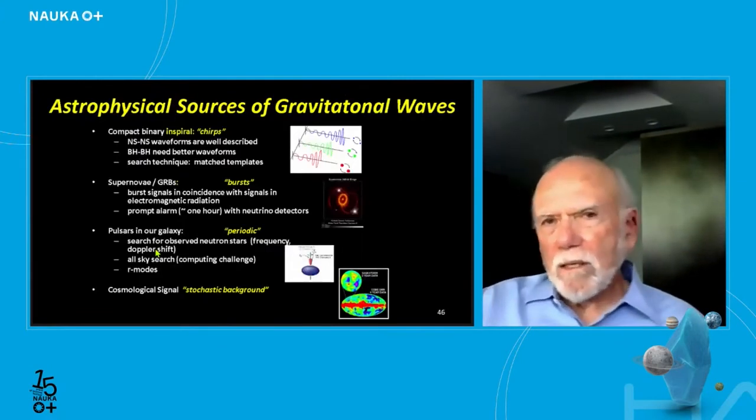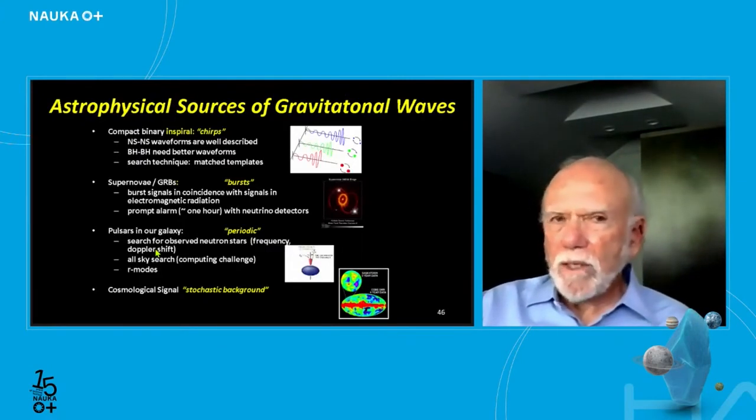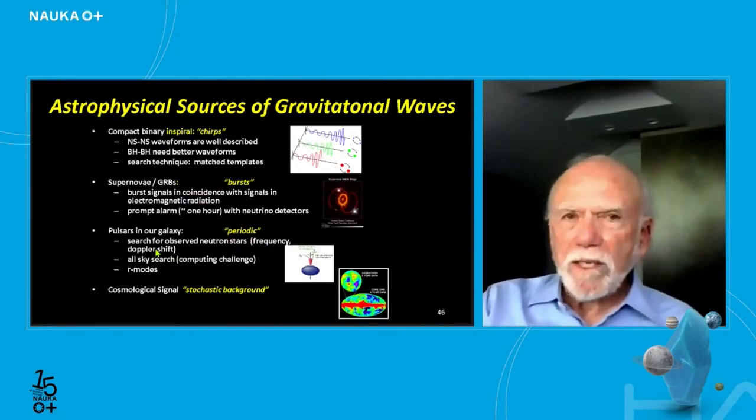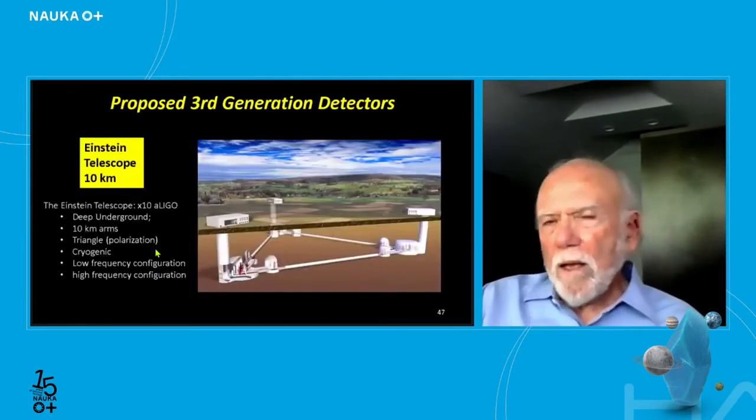There's other phenomena that'll give gravitational waves: supernovae, spinning pulsars in our galaxy, or even signals from the early universe. And those will be done in the future. We know how to make the detectors better.